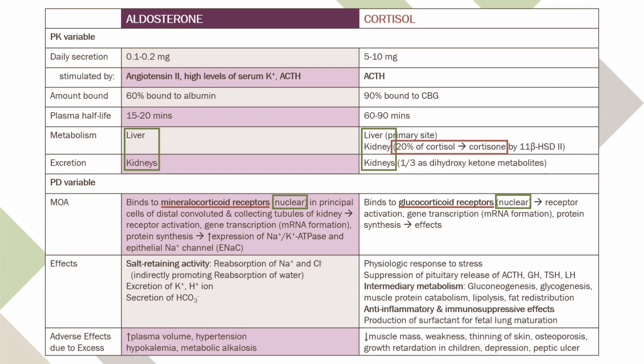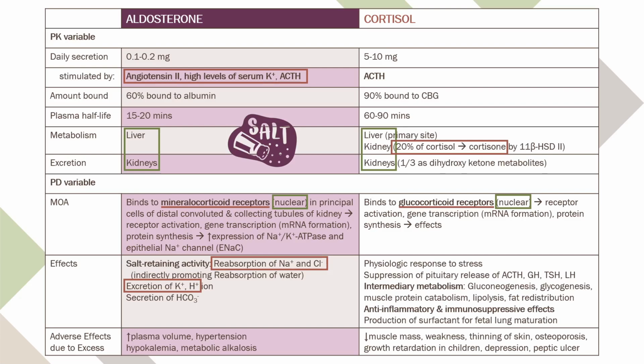When we say mineralocorticoid activity, we mean salt-retaining activity. Angiotensin II, high levels of serum potassium, and ACTH stimulate the secretion of aldosterone, which leads to two major effects: reabsorption of sodium and excretion of potassium. Water follows salt, so excessive retention leads to increase in plasma volume and blood pressure. Excessive excretion of potassium leads to hypokalemia, whereas excessive excretion of hydrogen leads to metabolic alkalosis.